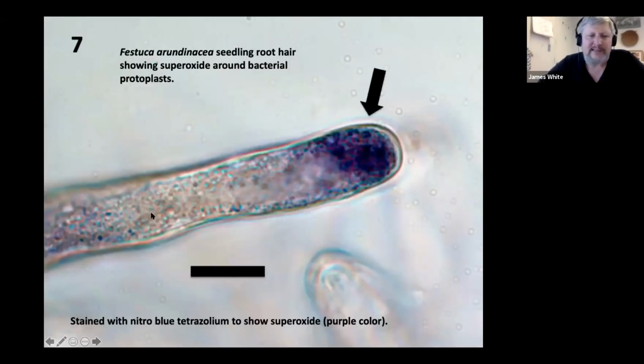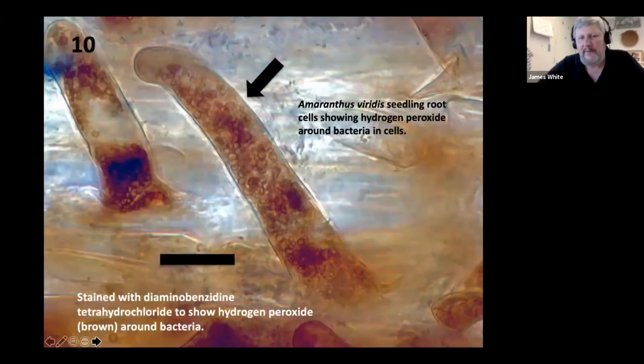This shows superoxide. That's what the plant is producing to extract nutrients from the microbes, and all this blue actually is the superoxide there. We use NBT to visualize that. This shows the hair, and this is stained for hydrogen peroxide. You can see all the brown around those bacteria in that hair. And this is probably not one species, by the way. This one is from nature, so it's probably multiple species of bacteria in there.